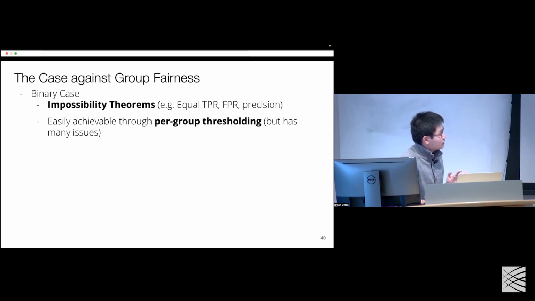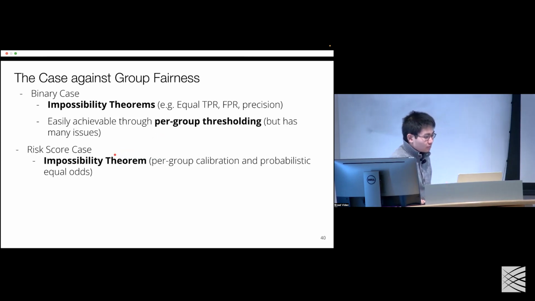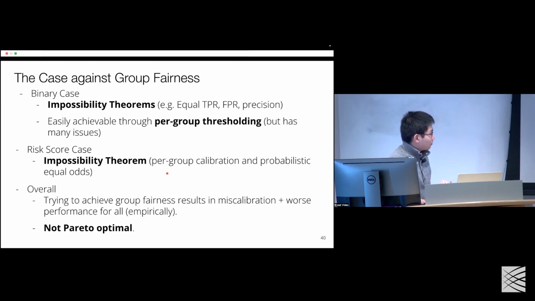there's a bunch of issues here. For example, how do you choose the threshold? In the risk score case, we have this impossibility theorem between per-group calibration and probabilistic equalized odds, both of which are desirable, but cannot be achieved simultaneously. And finally, overall, we see that trying to achieve fairness results in miscalibration, that is higher ECE, and worse performance for all the groups. So this is the case against group fairness, and perhaps why it's not necessarily a great metric to use in the clinical setting.